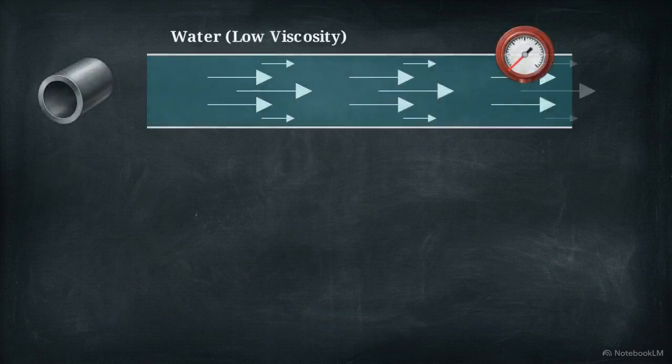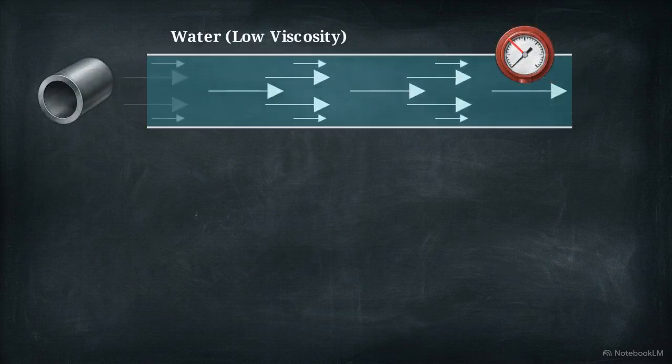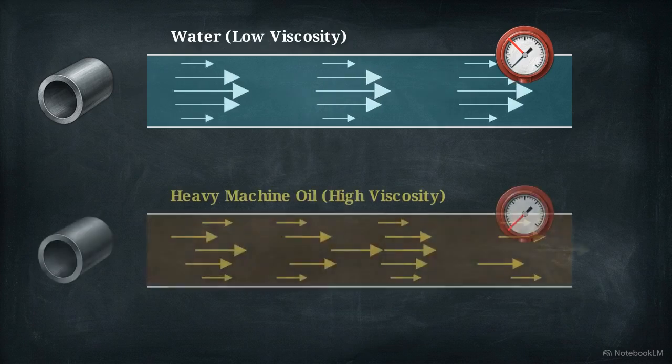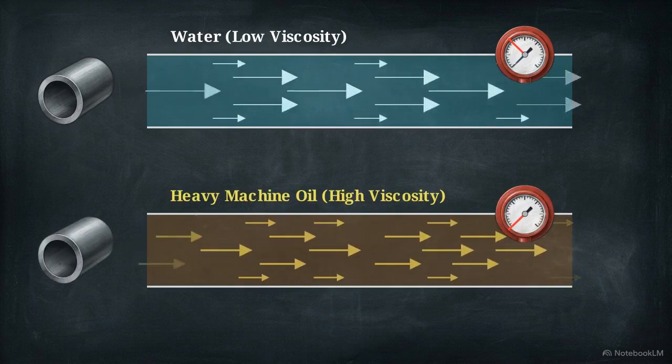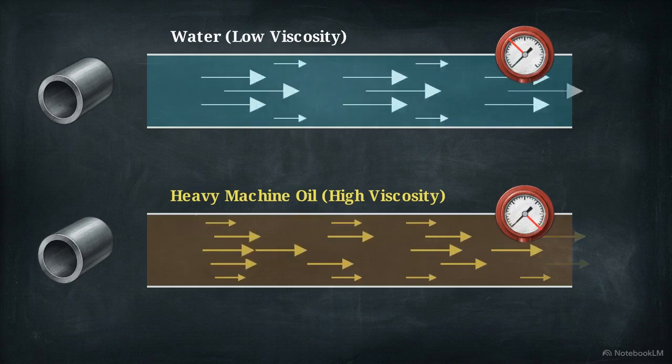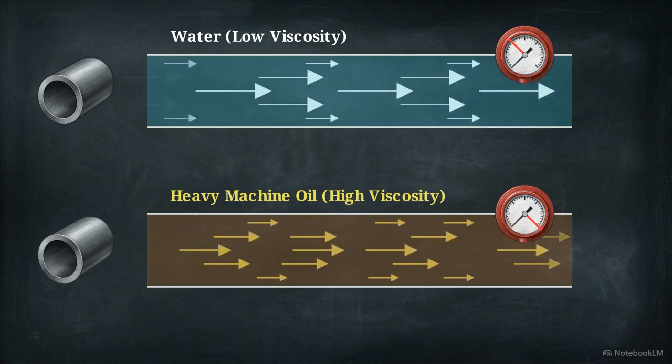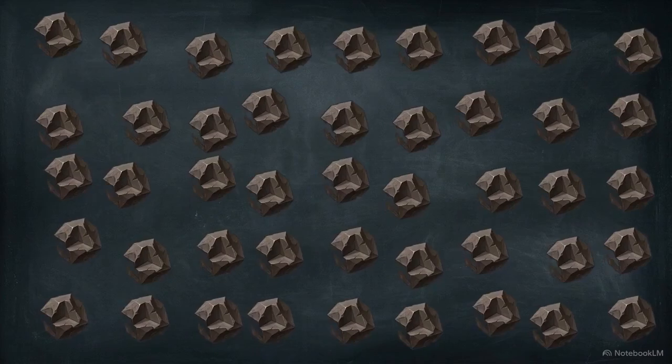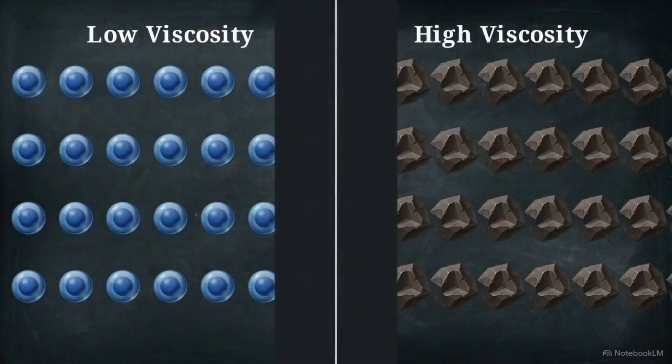If you pump water through an industrial pipe, it flows quickly and predictably. But if you pump heavy machine oil through that exact same pipe under the exact same conditions, it moves sluggishly and requires far more energy to push. The difference comes down to internal friction, a property known as viscosity.